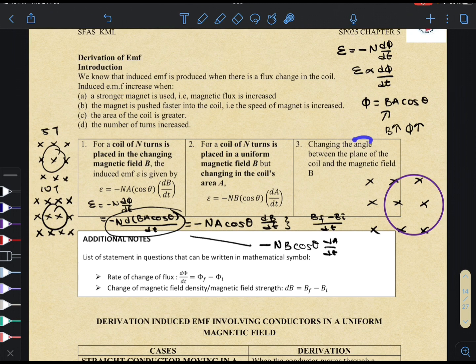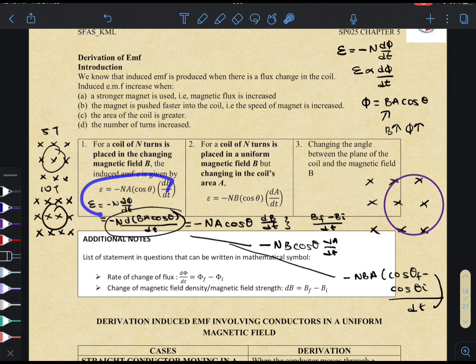Same goes for when you change the angle between the plane of the coil and also the magnetic field. When we change the angle, this same equation we will write such that negative N BA, because we do not change the magnetic field, we do not change the area, it's just that the cos changes. So when we want to write, we will write cos theta final minus cos theta initial divided by dt here. Okay, so this becomes your equation.